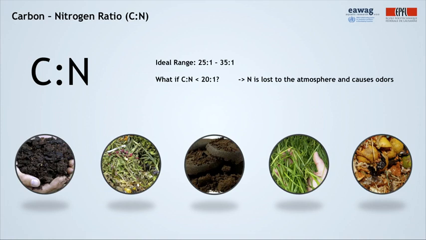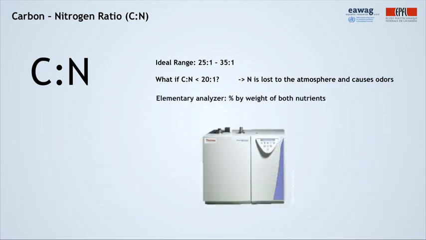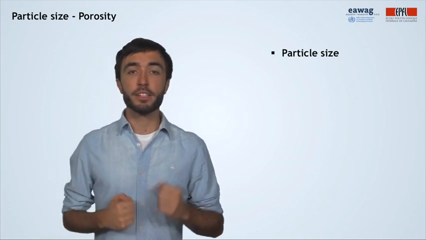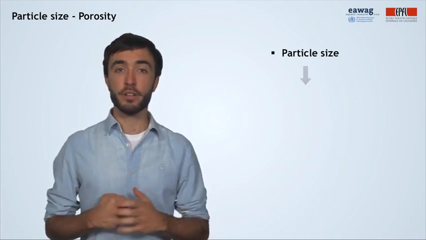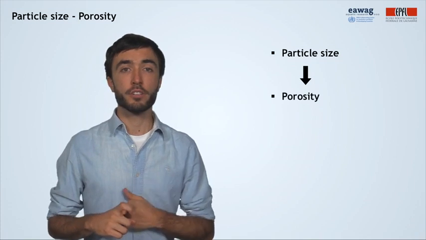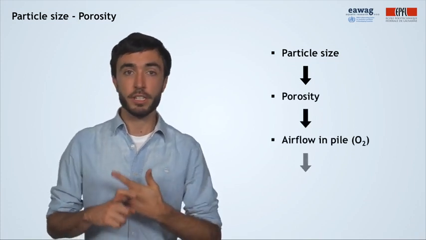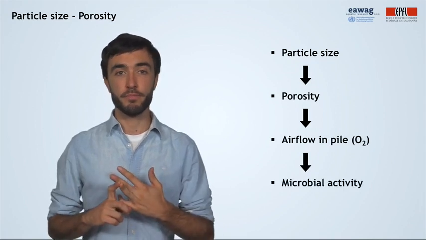In order to determine the amount of these two nutrients when available, an elemental analyzer can be used. This gives directly the percentage by weight of both nutrients. The next parameter is the particle size of the feedstock. This is a very important parameter because it will affect the porosity and consequently airflow within the pile, influencing the oxygen level, which is key for the microbial activity.